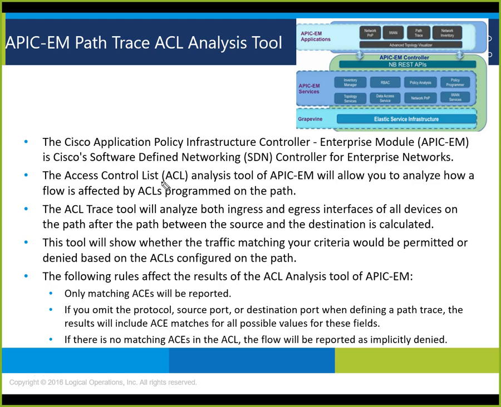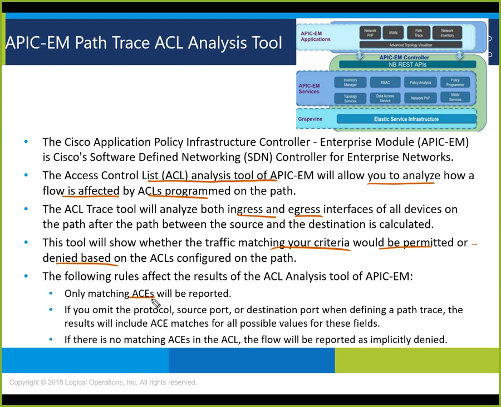the controller for enterprise networks, the ACL analysis tool, which allows you to analyze how flow is affected by ACLs programmed in the path. We go in and tell it what we want to do, that we want it to check the access control list. Analyze both the ingress and the egress interfaces. The tool will show whether the traffic matching your criteria will be permitted or denied, and this one actually doesn't have any ACLs. The following rules will affect them.